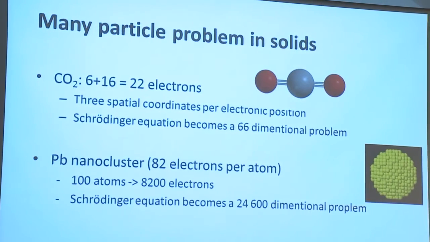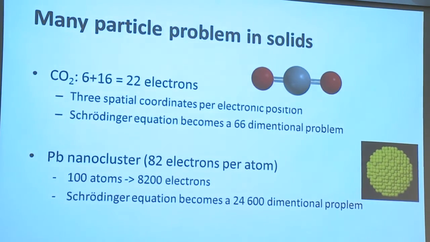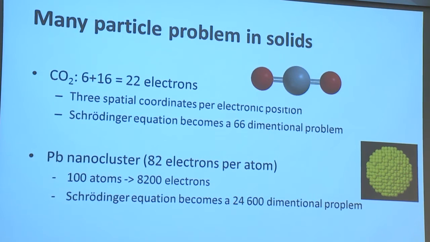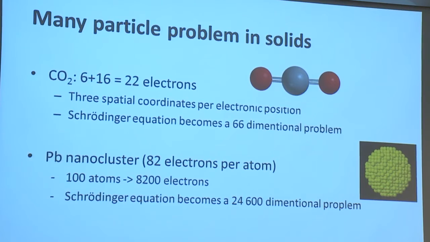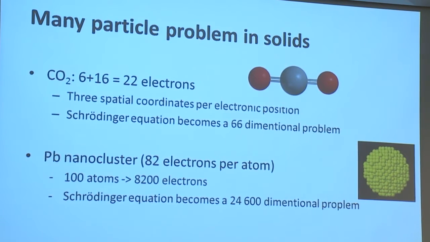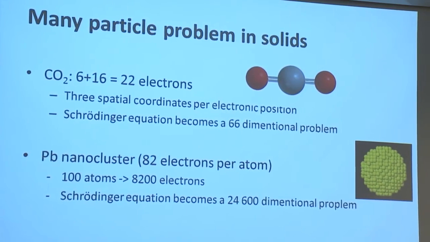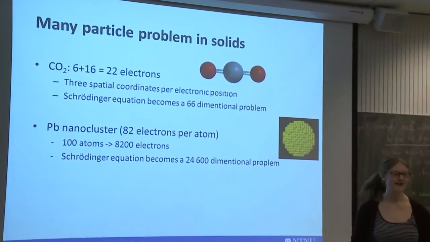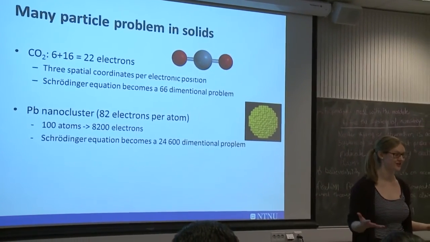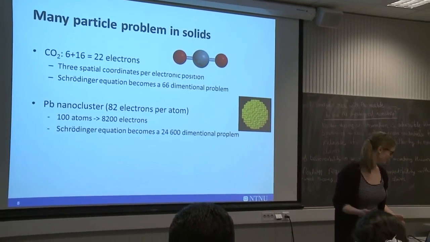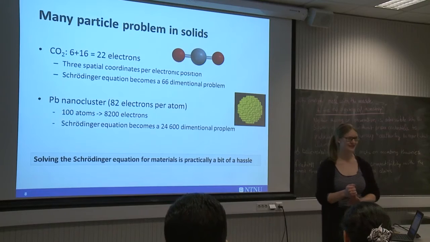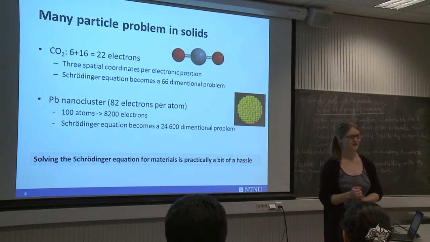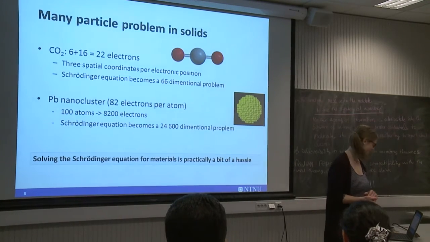Okay? If we look at a nanocluster of lead, each lead atom consists of 82 electrons. So say that the nanocluster has 100 atoms. That means that the number of electrons in the system is 8,200, and multiply that with 3, and you have the dimensions of your problem. So you can see that solving the many-body Schrödinger equation is, for all practical materials, a bit of a hassle.